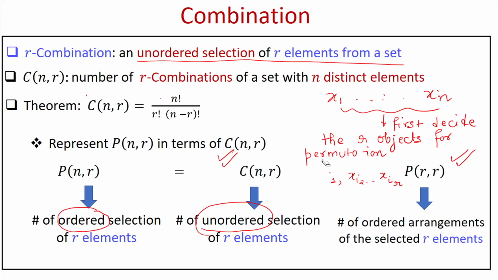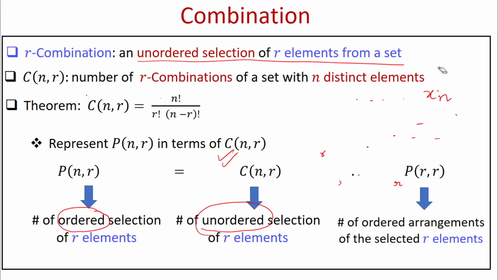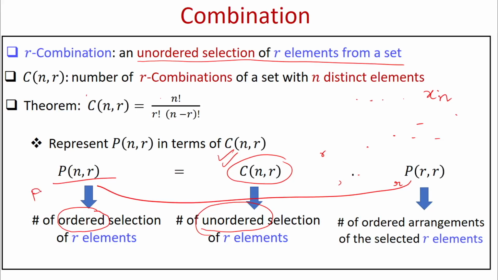So now your goal is to find out the value of this C(n, r) function. So you just take this P(r, r) in the denominator, and P(r, r) is nothing but r factorial. That's how we get the value of the C function, right?